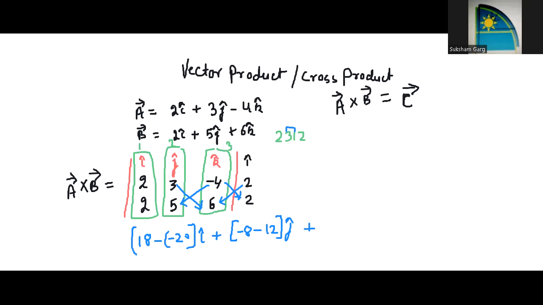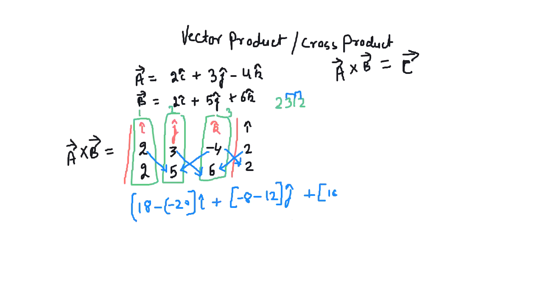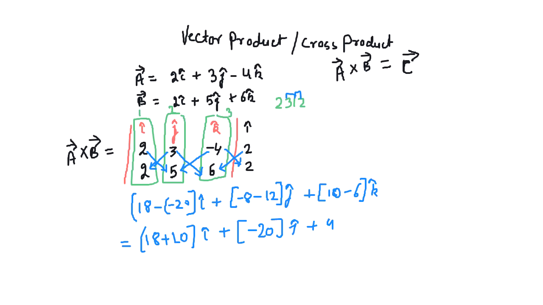Then we go plus. The last two columns I have to consider are column number 1 and column number 2. So you go 5 2s are 10, minus 3 2s are 6, into k cap. Okay, so our final answer would be 18 plus 20 into i cap, plus minus 20 into j cap, plus 4 into k cap, or 38 i cap minus 20 j cap plus 4k cap.